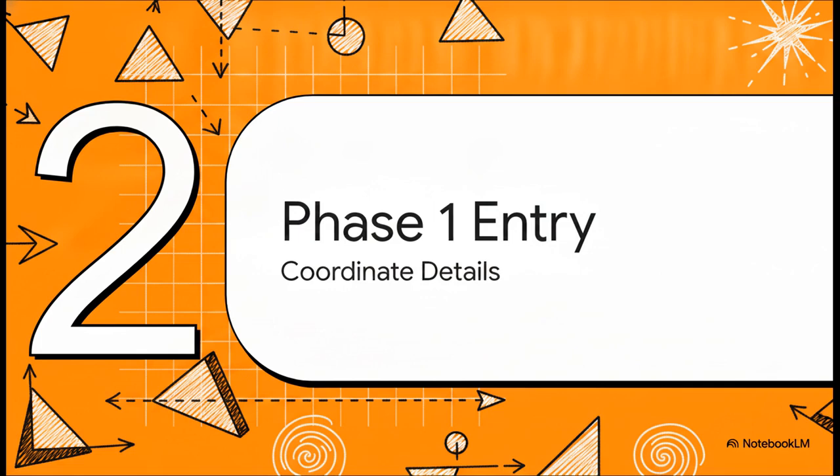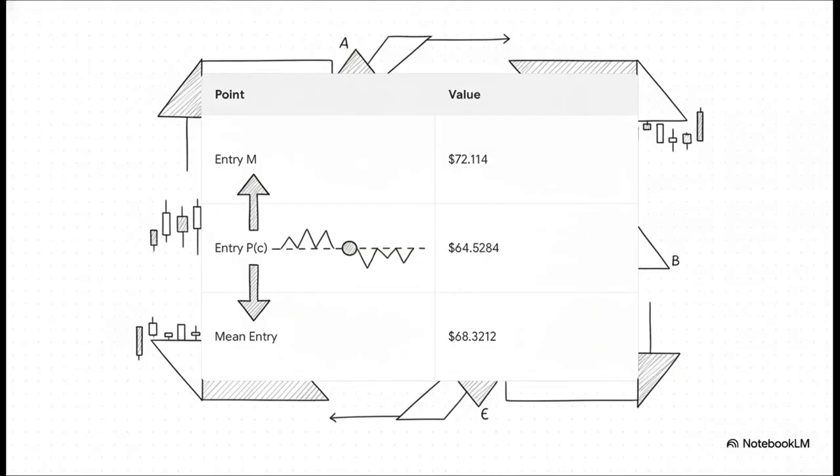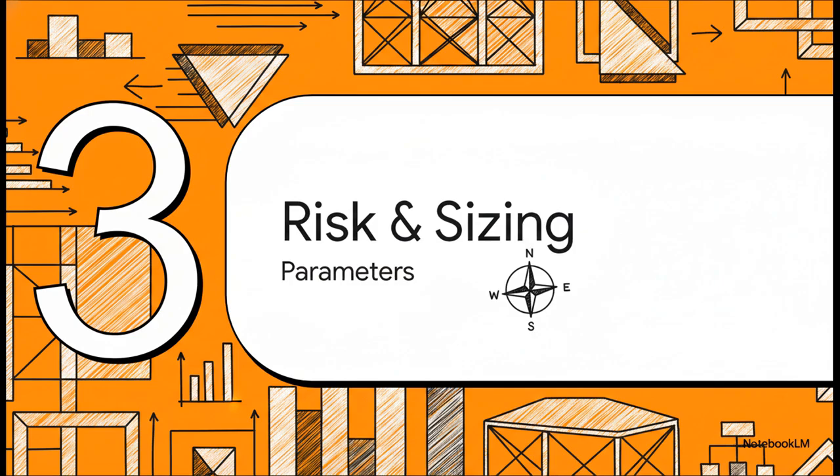Okay, on to Section 2, the Phase 1 entry state. Let's look at the precise mathematical state we've established here. We've got the primary entry, which we mark as coordinate M, sitting at exactly $72.114. Then the secondary entry, marked as PC, is positioned at $64.5284. When you put those together, it gives us a mean entry of exactly $68.3212.